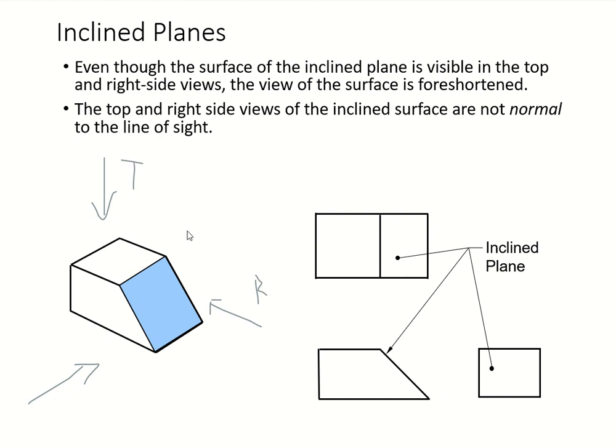We're going to look at it from the top. We see this, and we see this, and that is your inclined surface. We're going to look at it from the right side. We only see this, okay? So this is your top, and this is your front, and that is your right. I hope you actually get it. Make sure you get these views.